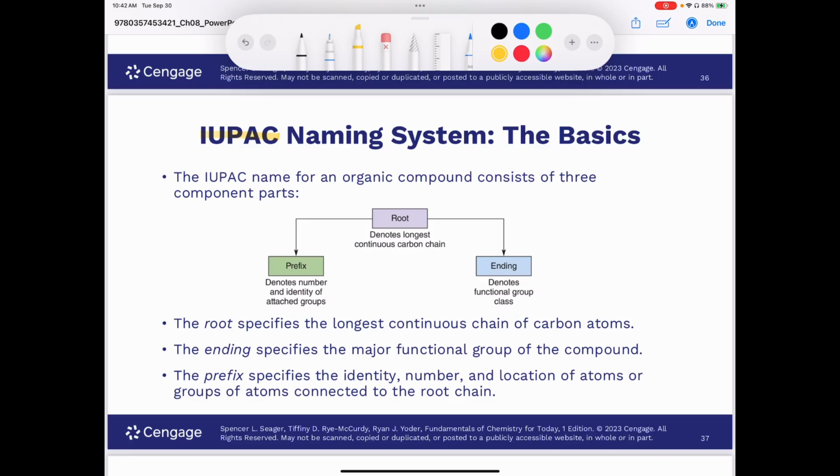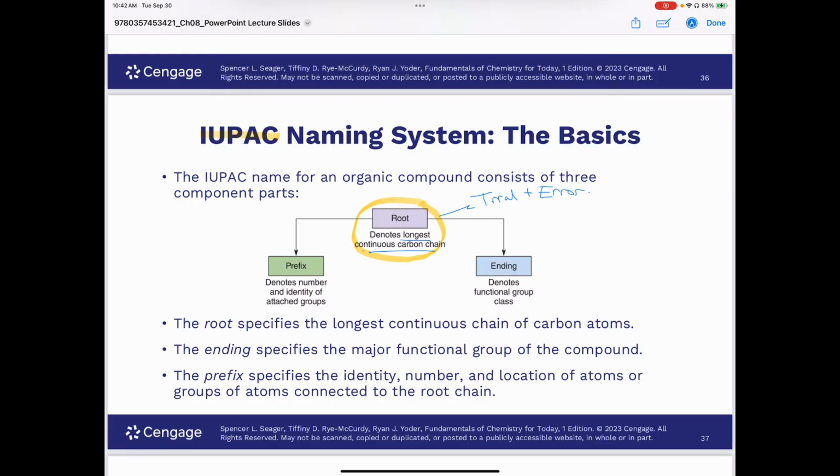there's three parts. You're going to have the root, which describes the longest continuous carbon chain. And the way you're going to find that longest continuous carbon chain is going to be by trial and error. Okay? Students sometimes don't like that. But anyhow, that's how you find it. You just look until you find it.